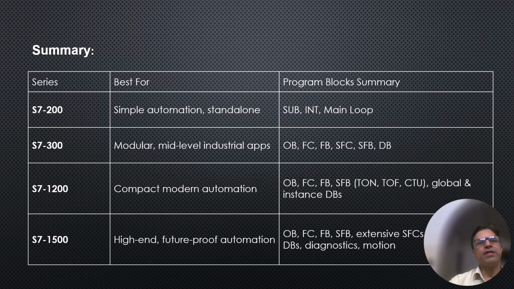S7-200 uses MicroWIN software, supports subroutines and limited input output, with a limitation of polling input and output to a maximum of 16. Basic PID is supported, but in S7-300 we use SIMATIC Manager. Global DBs and instance DBs are there for storage, and FB and FC function blocks and functions, special functions, and OBs or organization blocks are there.